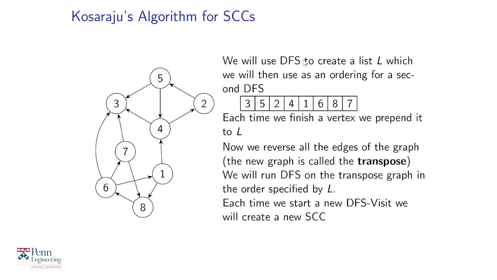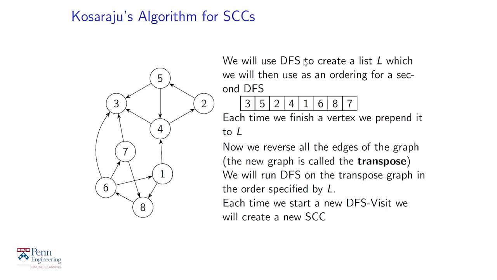So after we've done this, Kosaraju's algorithm reverses the directions of all the edges of the graph. As you can see, this is the graph with all the edges in reverse direction. This new graph is called the transpose of the original graph. And we run DFS on the transpose graph, but in the order specified by the list L. The list L, again, recall, was arrived at from the first DFS in reverse order of finish times. And we used that order to decide which vertex to start DFS from at each point.